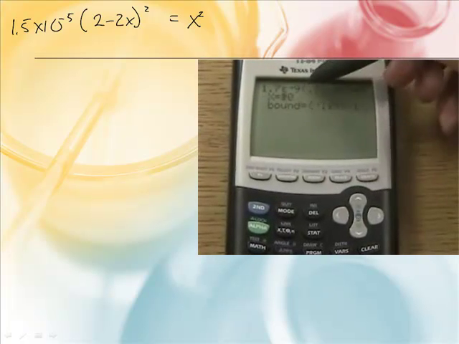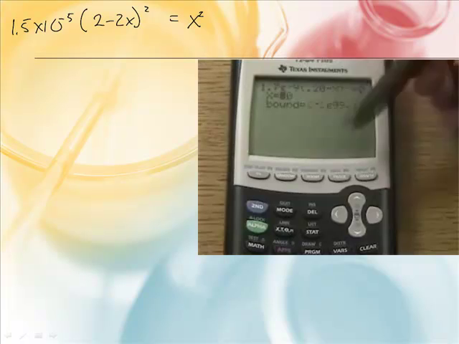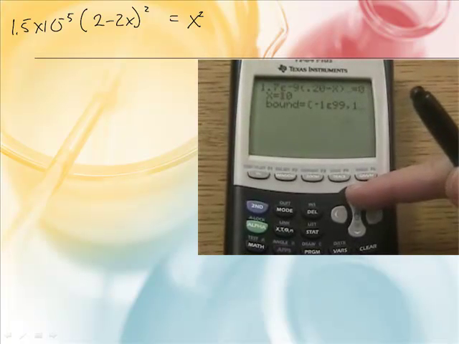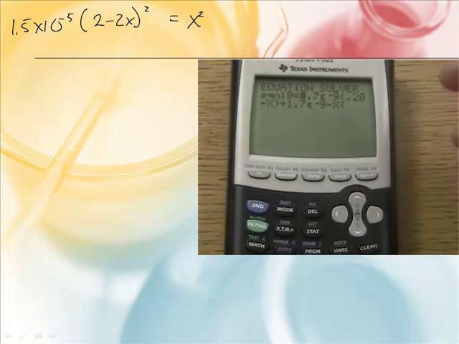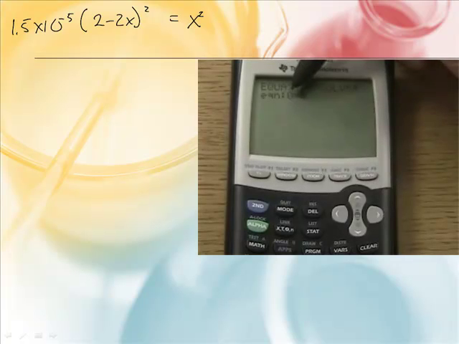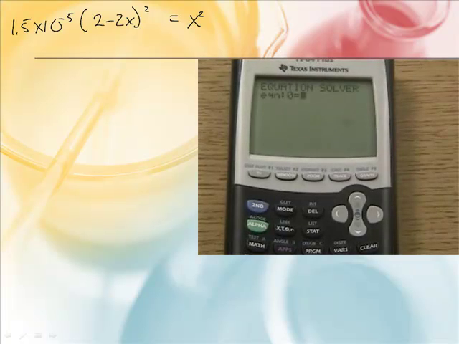Now I have a whole bunch of gobbledygook right here. If you have that, you may want to arrow up, because what I want to get is what's called the equation solver. I've got an equation already in there from some other problem, so I'm just going to clear it. I push clear, and now I have equation 0 equals. That means I need to rewrite my equation such that I can get it set equal to 0.